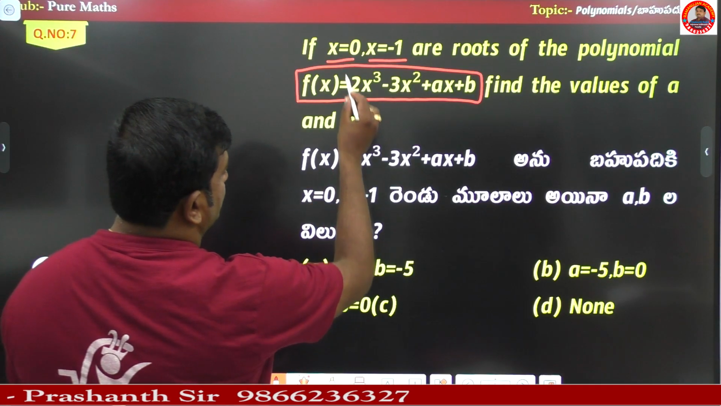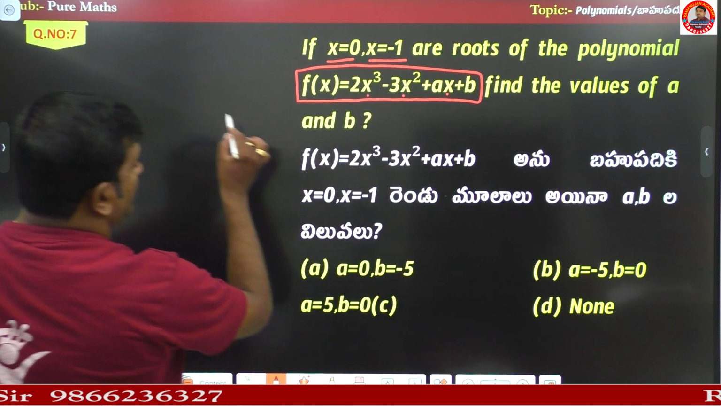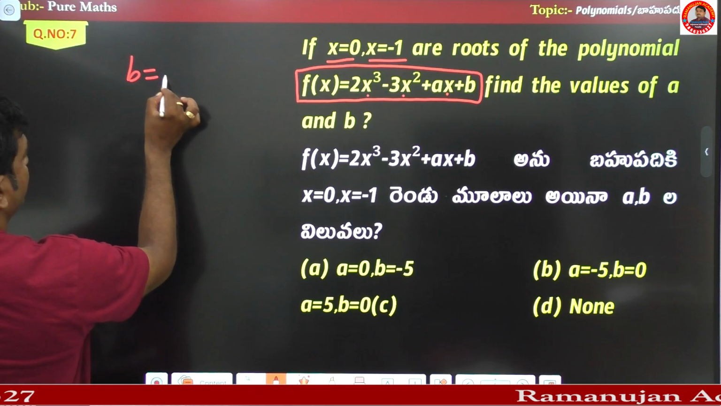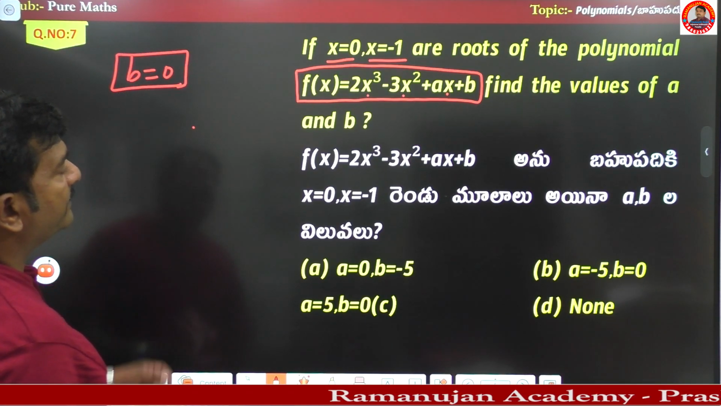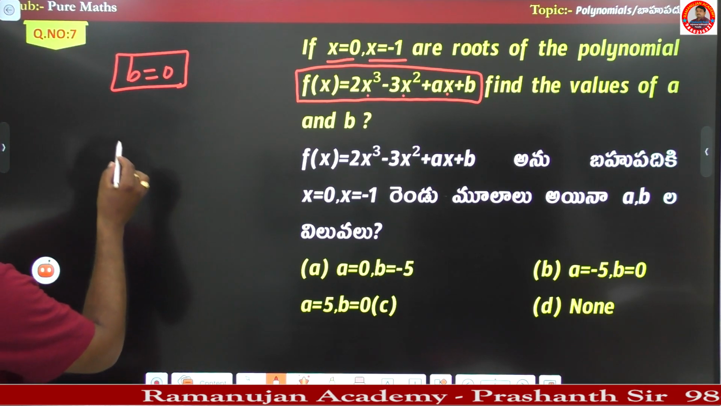Now, first we will put x equal to 0. If you put x equal to 0, this one 0, this one 0, and this one 0. Therefore, simply what we can take here, all are 0. Therefore, b is equal to also what you are getting, 0. Finished.